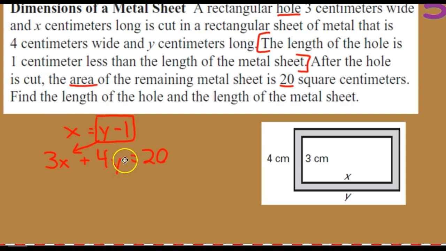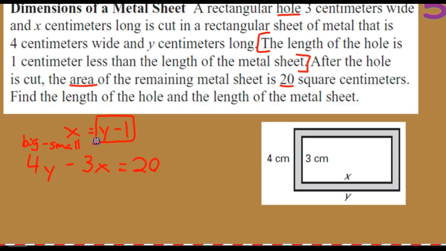Before we do that, I think I made a mistake here. I forgot that it was a hole, so we need to subtract what's coming out of that. So our whole sheet, or the original sheet, is 4 times y. Now we're taking the big minus the small, because we're cutting out a hole, so we're subtracting 3x, and that's going to equal 20.